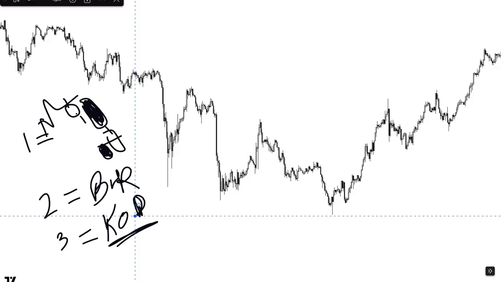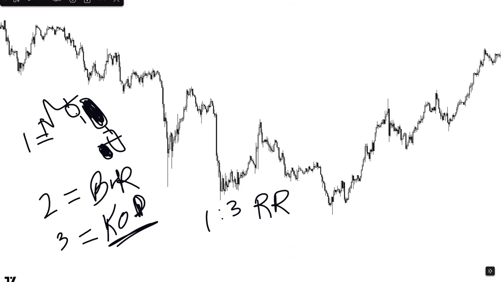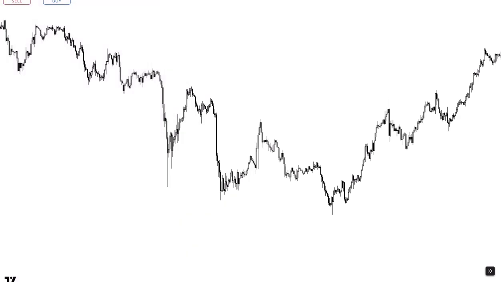Now aim for at least 1 to 3 RR with these entry models, right? Usually you'll get a higher yield, but aim for at least 1 to 3. 1 to 3, not 1, 2, 3. Right? That's one thing. And let's see an example of each one on the chart we have right now.